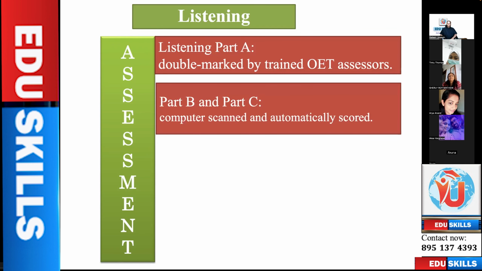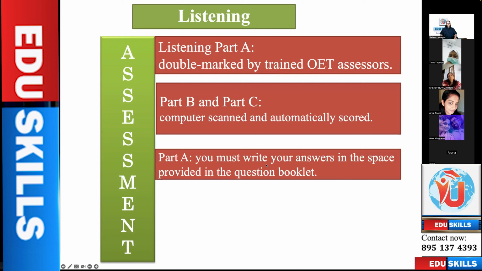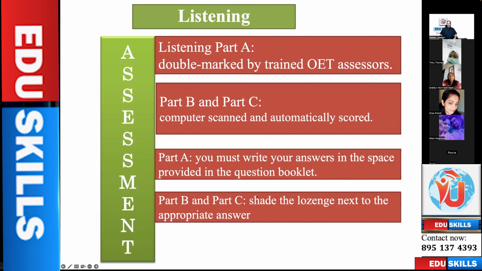And Part B and Part C are computer scanned and automatically scored. That's why we say remarking is not that easy. To get a better score in reading or listening is not easy, because in listening Part B and Part C are computer scanned and automatically scored. It's not human beings or assessors marking it. In Part A, you must write your answers in the space provided in the question booklet. In Part B and Part C, shade the lozenge, the particular circle or lozenge displayed next to the appropriate answer.